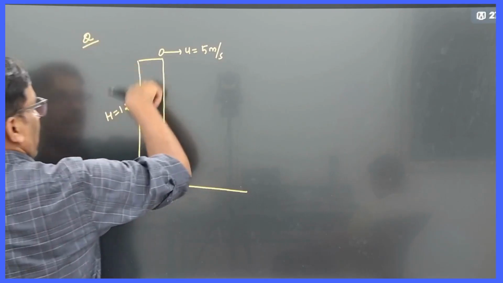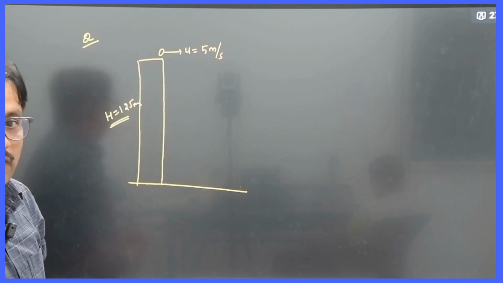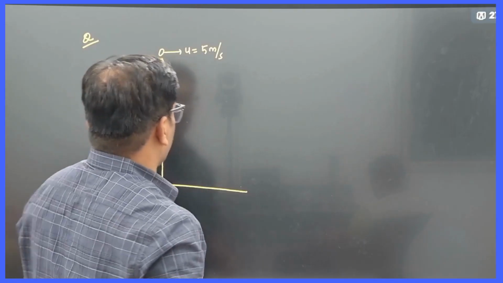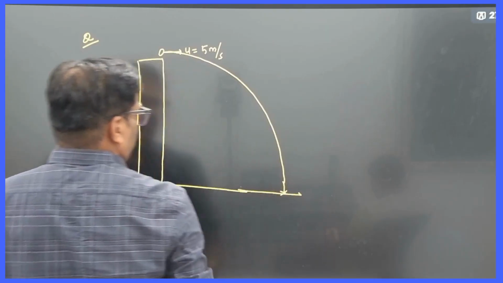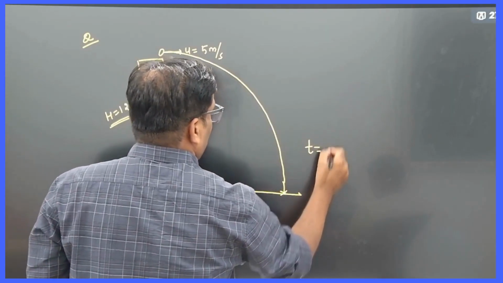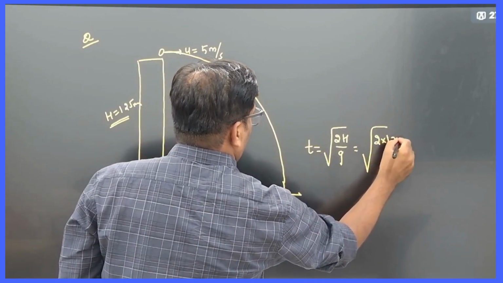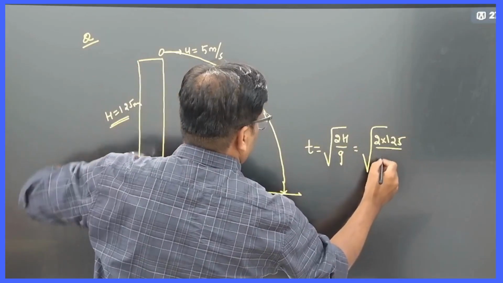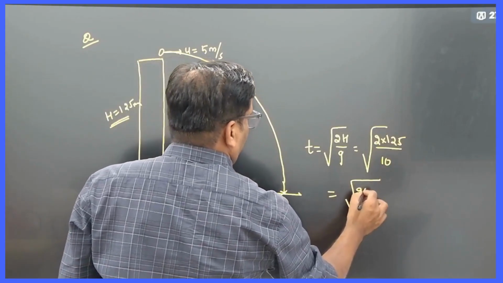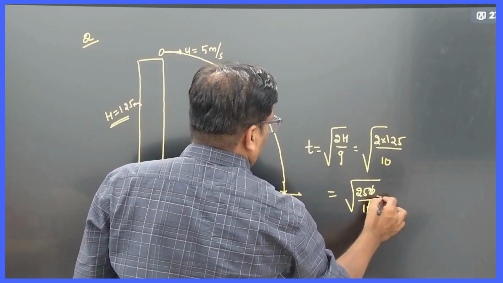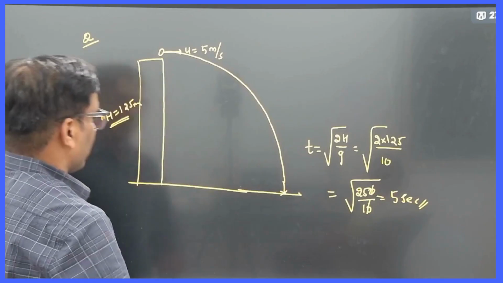Here we are standing on the top of a tower of height 125 meters, and we are throwing an object with a speed of 5 meters per second. We can calculate whatever things are asked. What is the time taken to hit the ground? Time taken is square root of 2h by g. 2 into h is 125 into 2, so 250, divided by g which is 10, so it cancels to root 25, which is 5 seconds. Therefore it is going to hit the ground in 5 seconds.